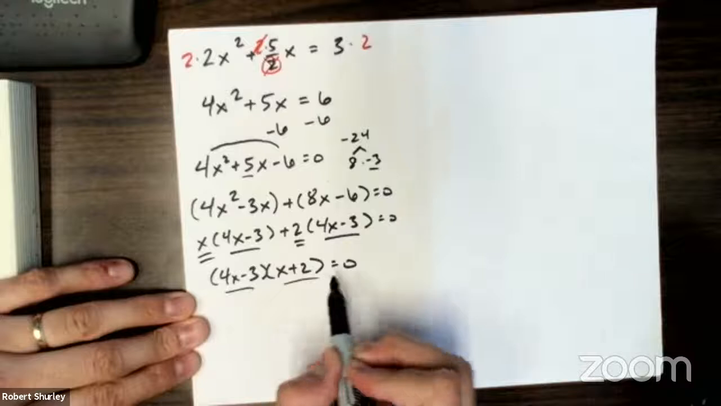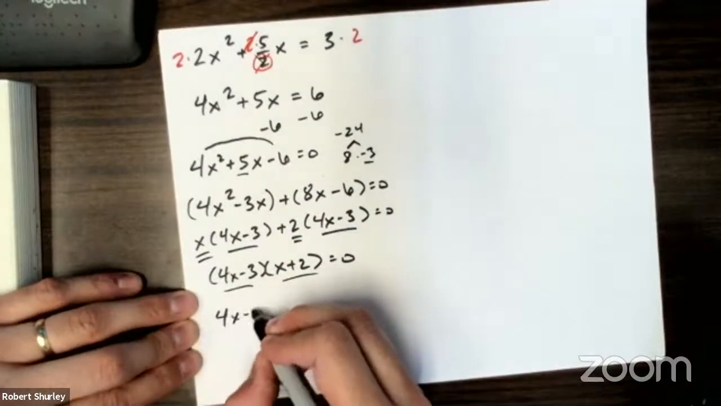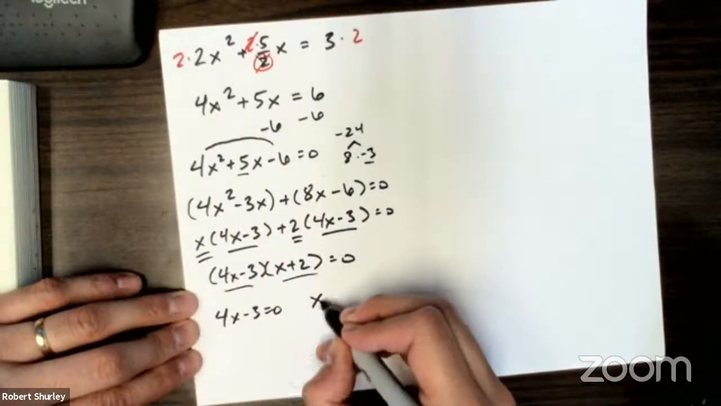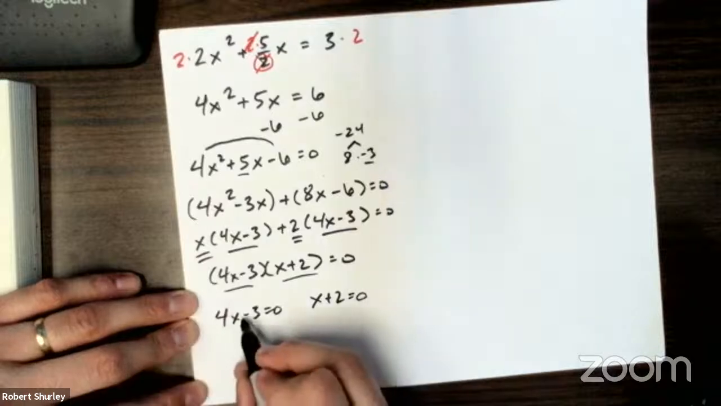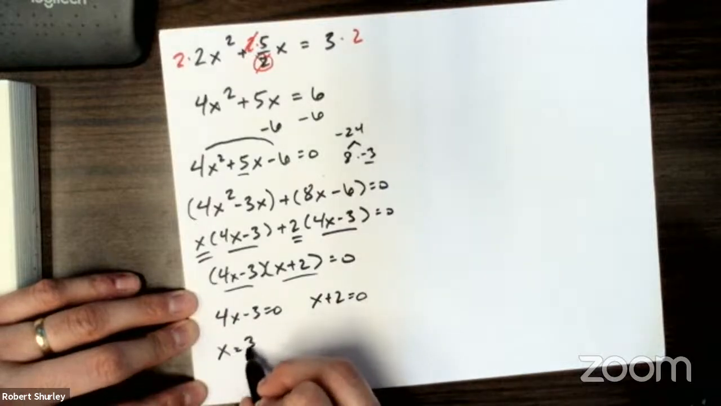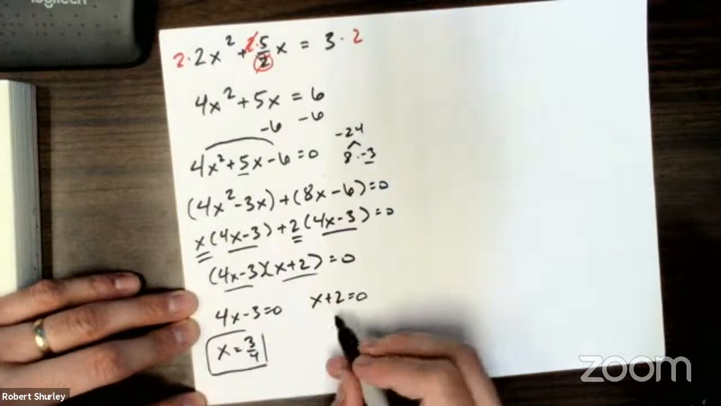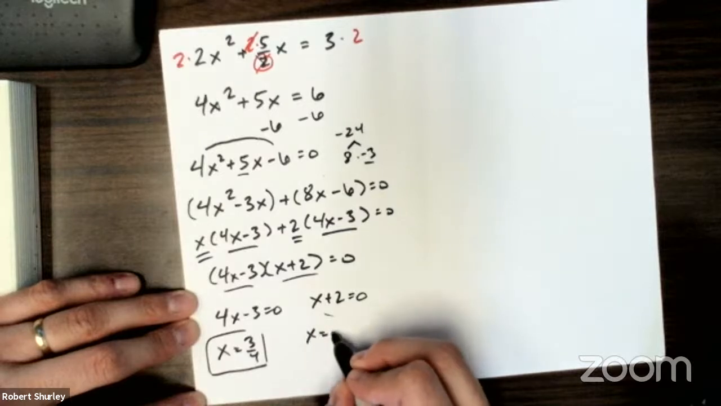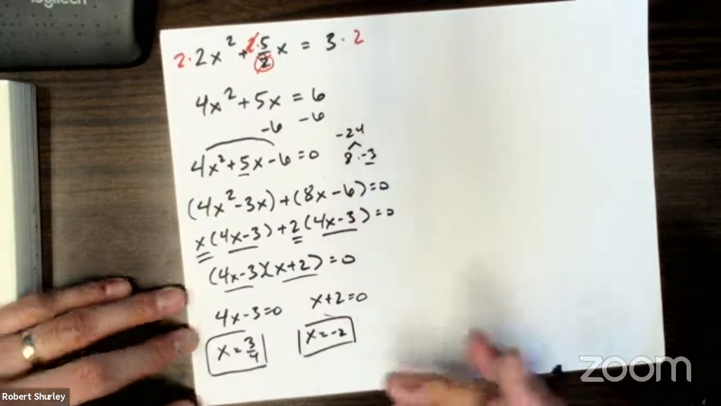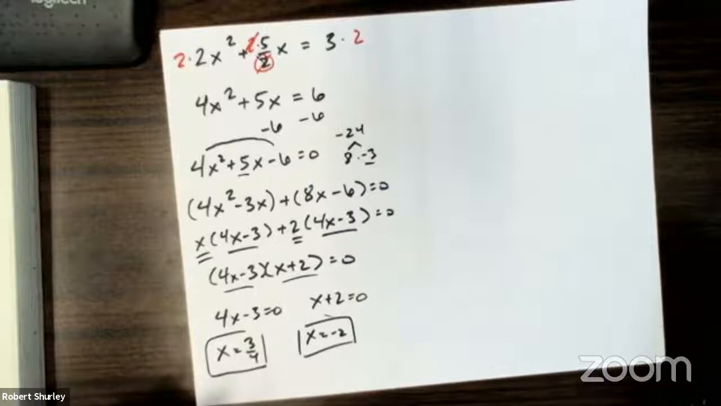And then now for the actual solving part, we're going to set each one of those equal to 0. Add the 3, divide the 4, so you wind up with 3/4. Subtract the 2, so you wind up with -2. Kind of cool, kind of neat, kind of nifty. Okay.